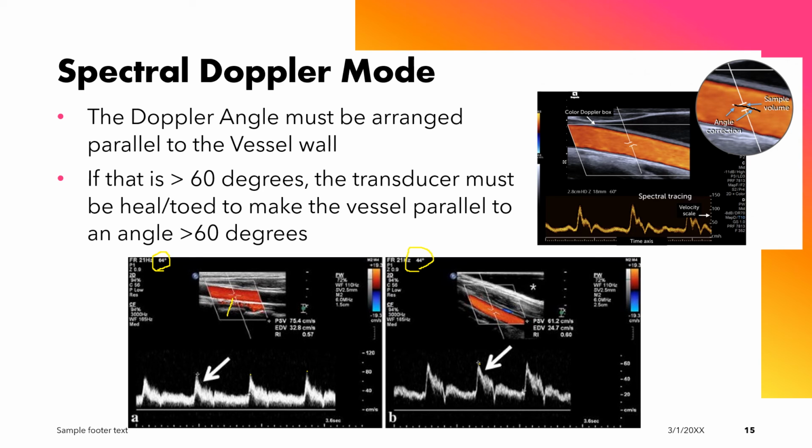So it's really important, this makes a huge difference, it's really important that we first set our cursor parallel to the vessel. Second, check and make sure that our angle is less than 60 but over 30 or at 0. And then thirdly, if we cannot get it parallel and with the appropriate angle, what we often have to do is what we call heel toe, or move your hand down and angle up to get the vessel more angled across your screen so that it matches that Doppler angle when it's less than 60 degrees.